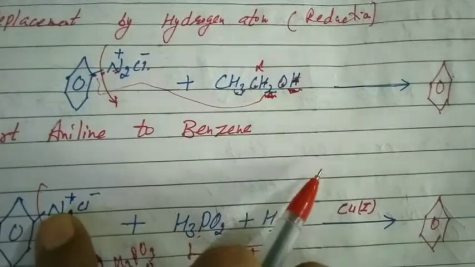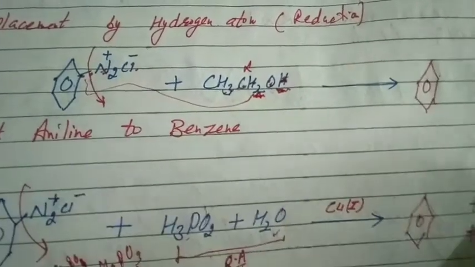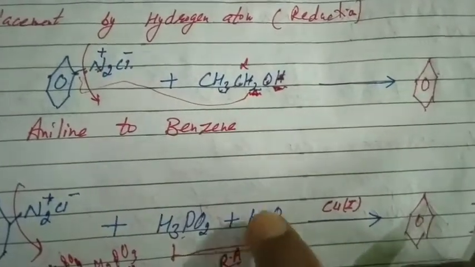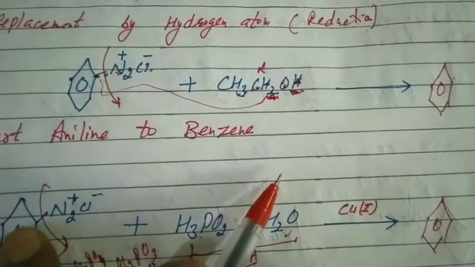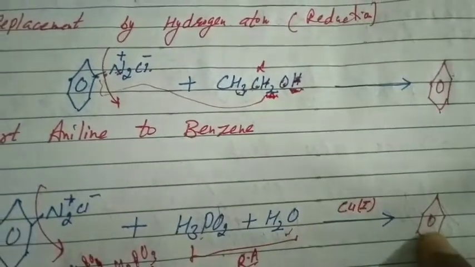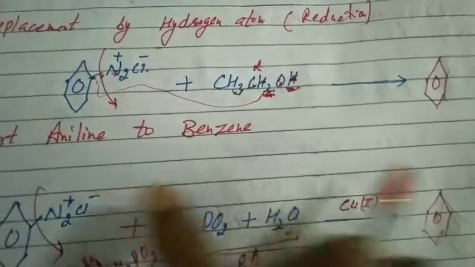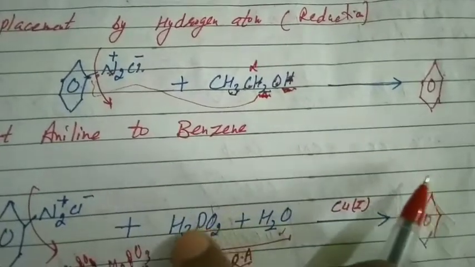Nitrogen withdraws electron, N2 leaves, Cl strikes H, forming HCl. There are two hydrogen atoms in water. One will link with the phenyl ring and form benzene, C6H6, plus N2 plus HCl. It will oxidize to H3PO3.